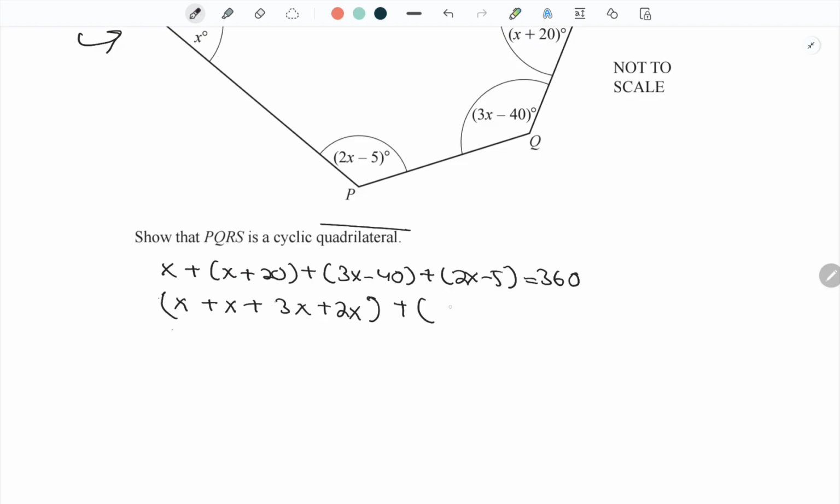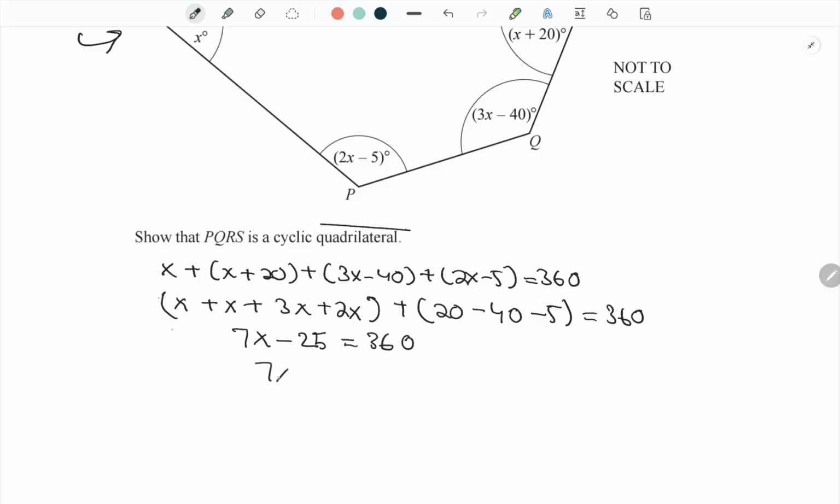We have the numbers: the first one is 20, then we have negative 40, and then negative 5, equals 360. Now x plus 2x plus 3x plus 2x, that's going to be 7x, minus 20 minus 40 minus 5, that should be negative 25, equals 360.